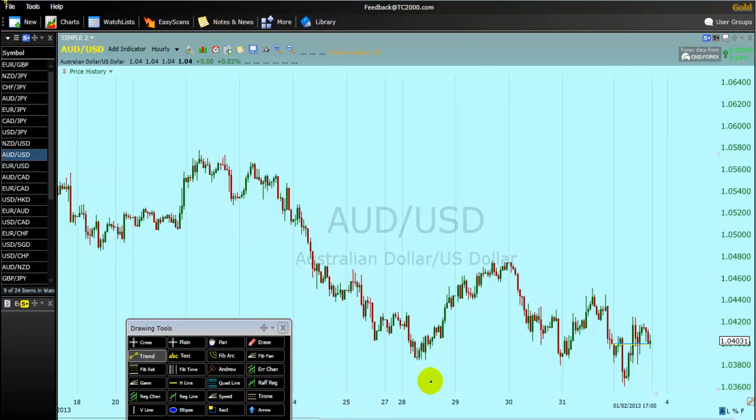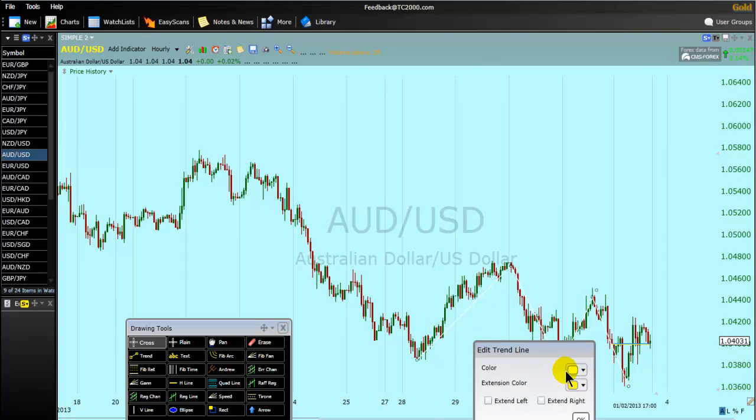There's a pattern here. I'm going to draw a line from here to here, if I'm correct. If I'm not correct, put a comment below. Pay attention to what I'm doing here. And then another move to the downside. Can you see the pattern now? All right, let's move on.